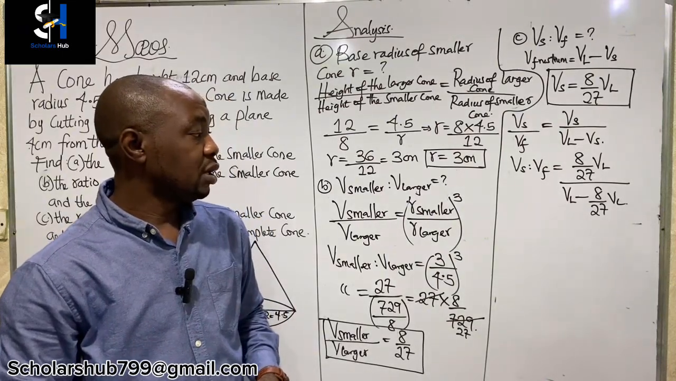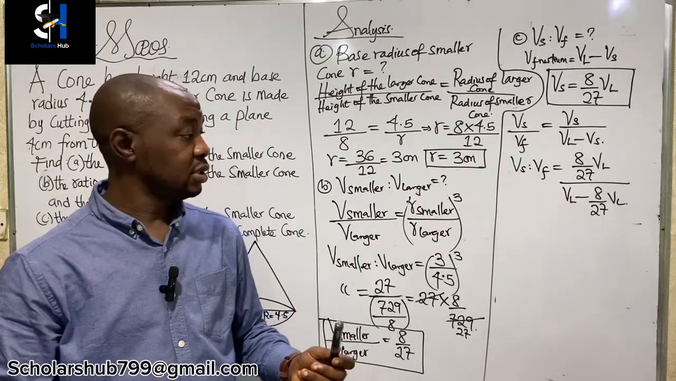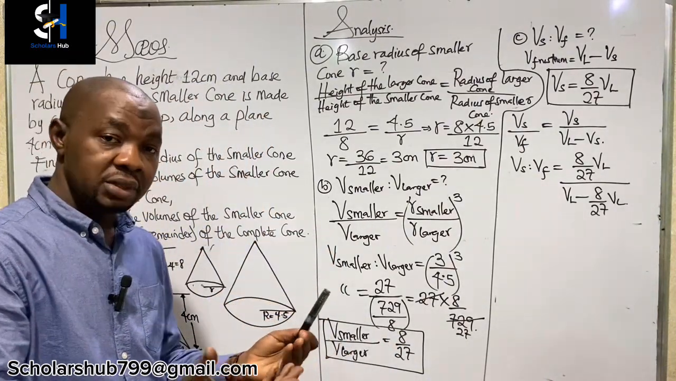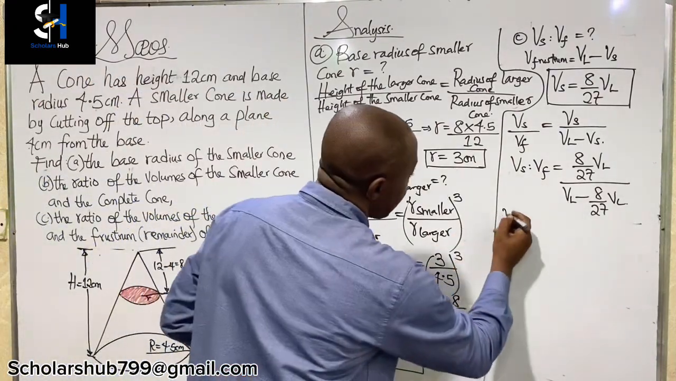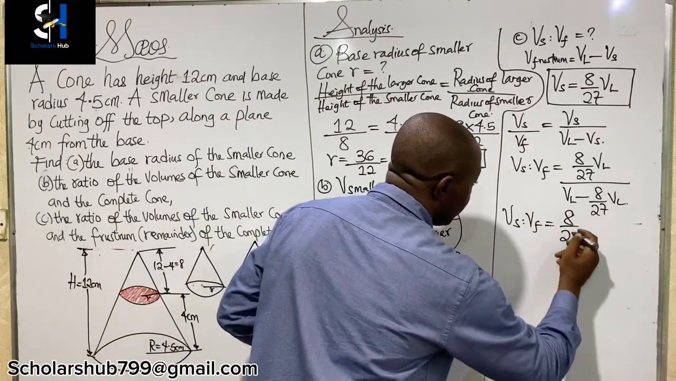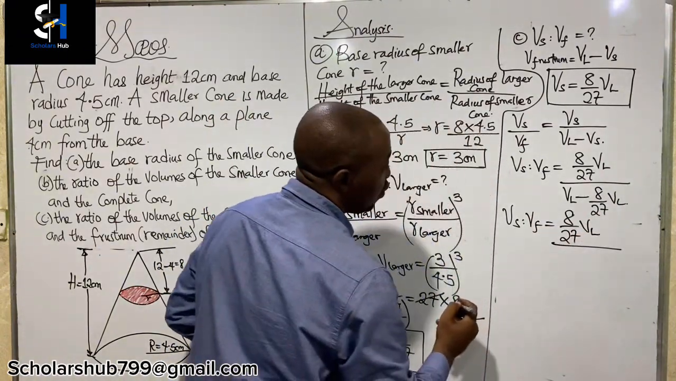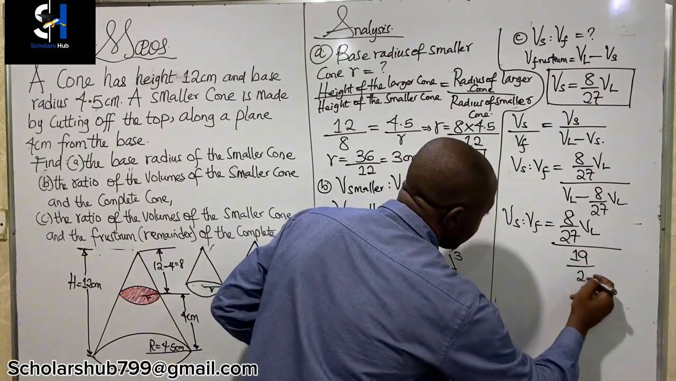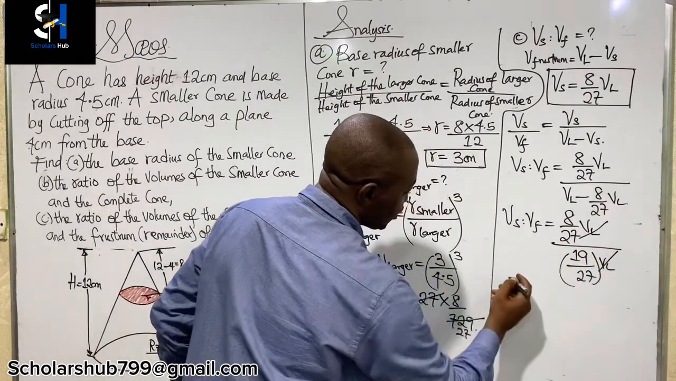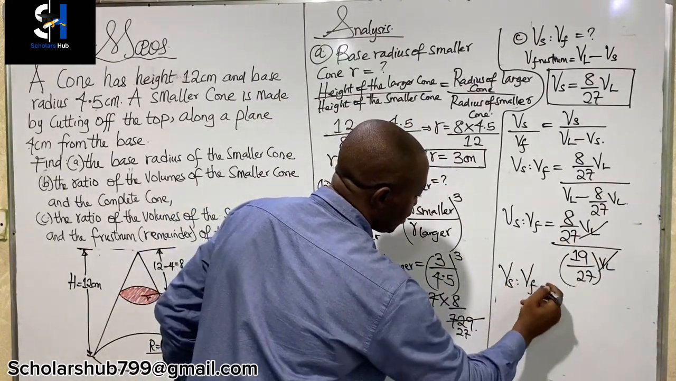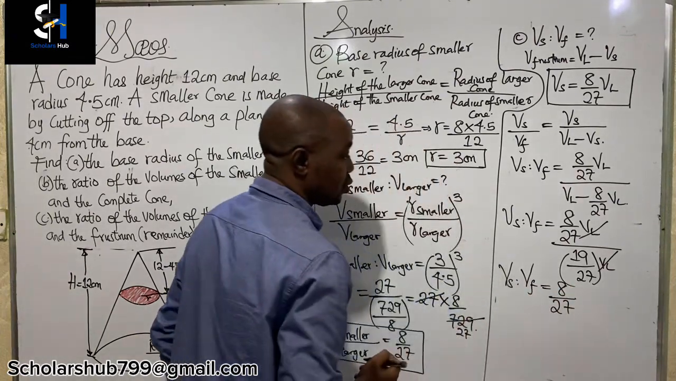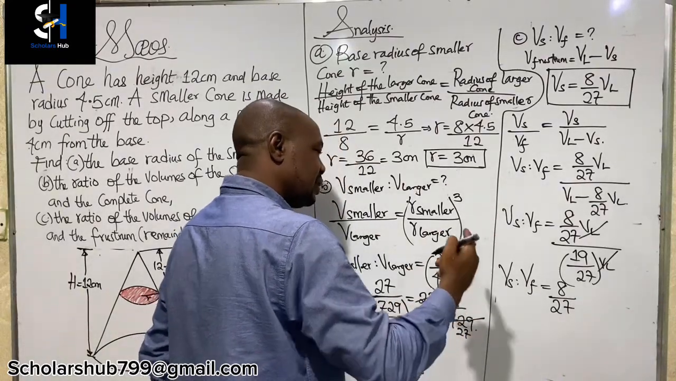That's going to be 27 minus 8, to simplify that, when the denominator is 27. So we then have the ratio of the volume of the smaller cone to the volume of the frustum as 8 out of 27 times VL over 19 over 27 VL. So VL will cancel out, and we are left with this fraction: 8 over 27 divided by 19 over 27.